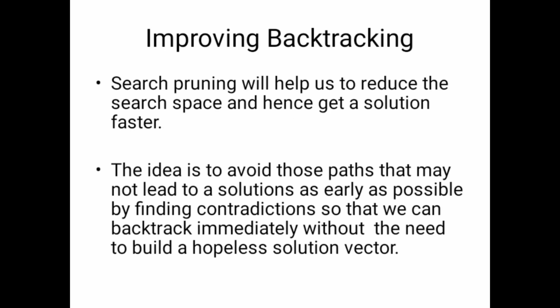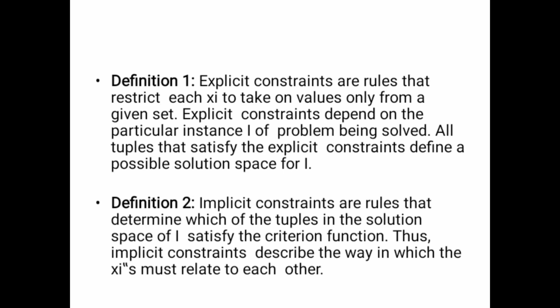So, how do we improve backtracking? Search pruning will help us reduce the search space and hence get a solution faster. The idea is to avoid those paths that may not lead to a solution as early as possible by finding contradictions, so that we can backtrack immediately without the need to build a hopeless solution vector. There are again two definitions here, explicit constraints and implicit constraints. We will see what they are.